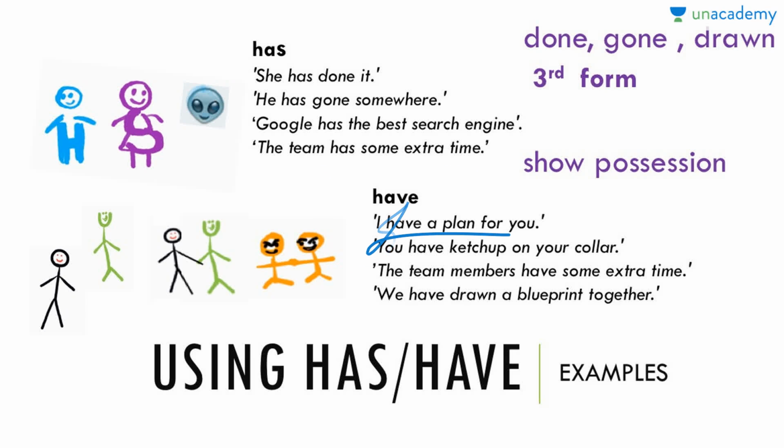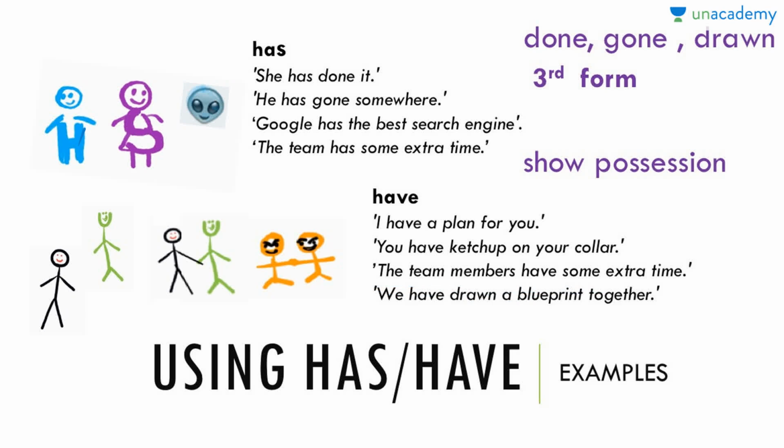Okay, similarly, we'll use have. I have a plan for you. I possess a plan for you. You have ketchup on your collar. The team members have some extra time. The members have some extra time. Okay, so remember when you're talking about a lot of people, then you'll always use have.